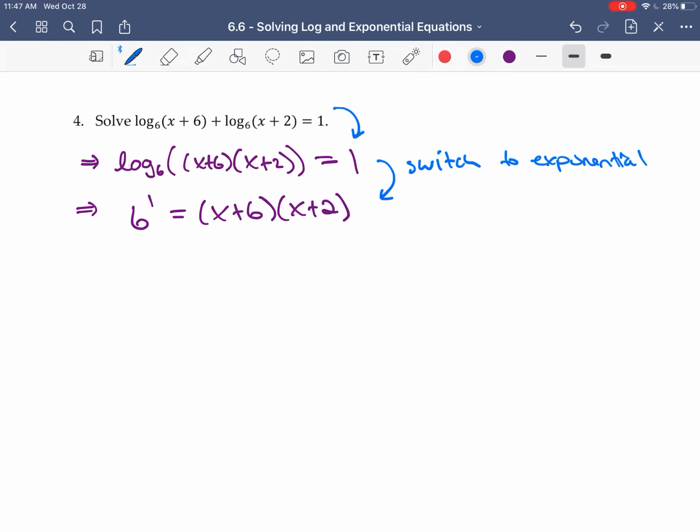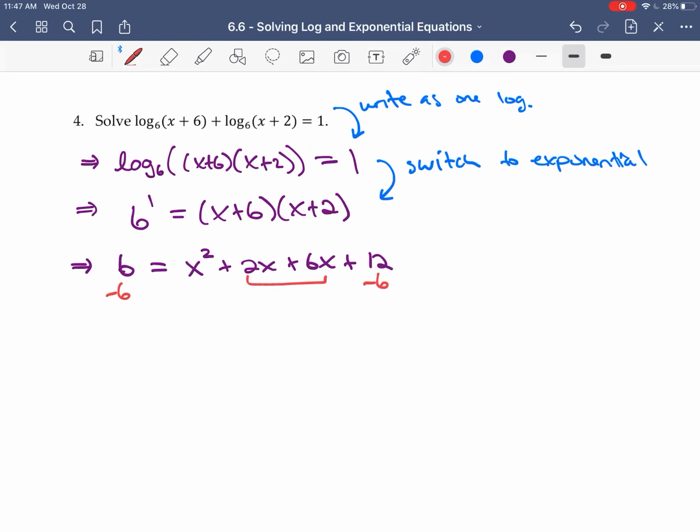Okay, and here we did write as 1 log, so we use the log rule. Now I just want to solve this. I'm going to expand on the right-hand side, so that's going to give me x squared plus 2x plus 6x plus 12. I'm going to move the 6 over and then combine these two terms, and that's going to give me 0 is equal to x squared plus 8x plus 6.